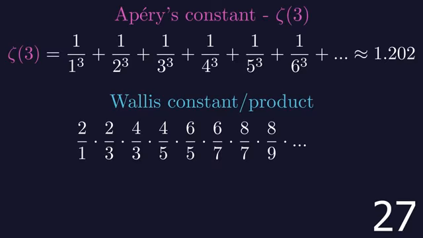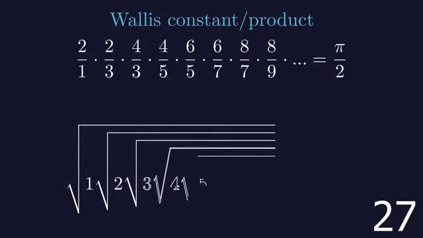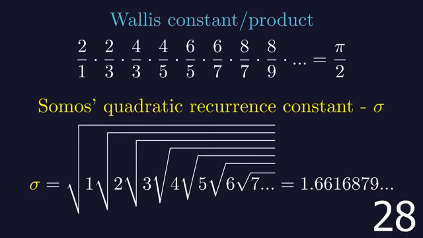over 3 times 4 over 5, and so on. The value of this infinite product is exactly equal to pi over 2. The square root of 1 times the square root of 2 times the square root of 3 and so on has a value of around 1.66 and is called Somos's quadratic recurrence constant.